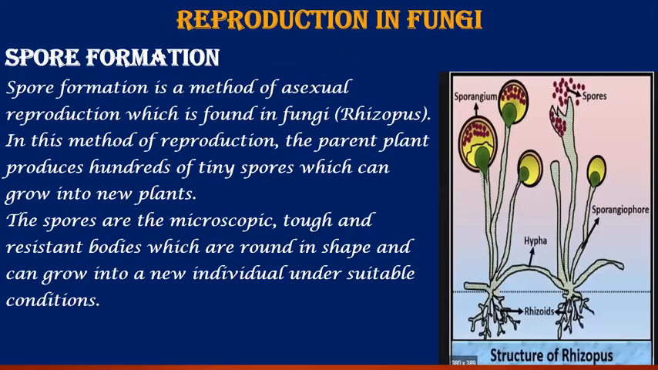The next type of reproduction in fungus is spore formation. Spore formation is, again, a method of asexual reproduction which is found in fungi like Rhizopus. In this method of reproduction, the parent plant produces hundreds of tiny spores which can grow into new plants. The spores are microscopic, tough, rigid, and resistant bodies which are round in shape and can grow into a new individual whenever it gets suitable conditions.